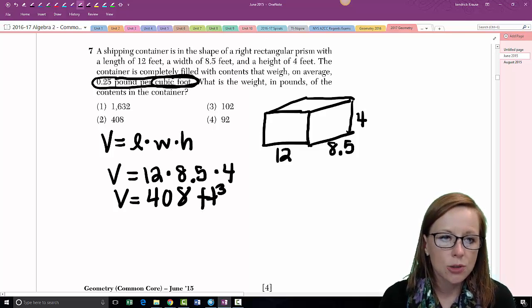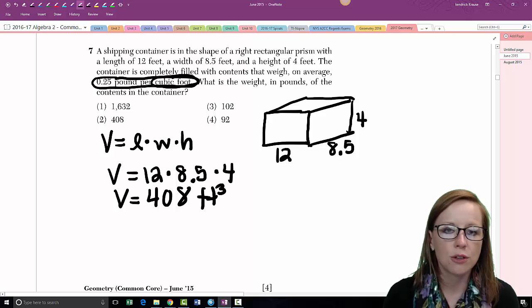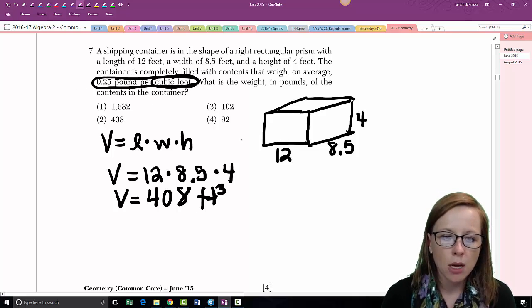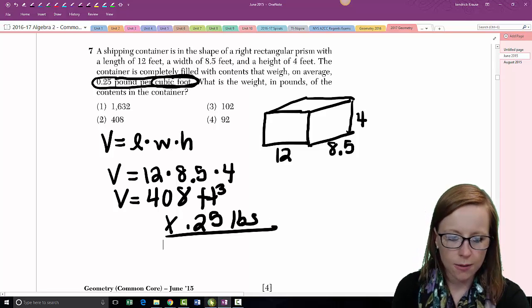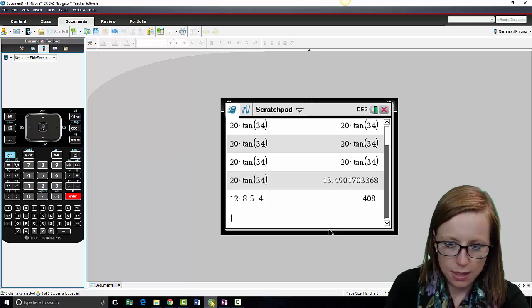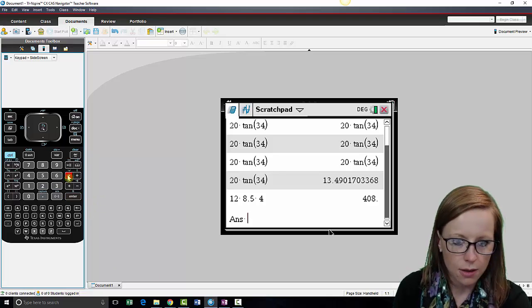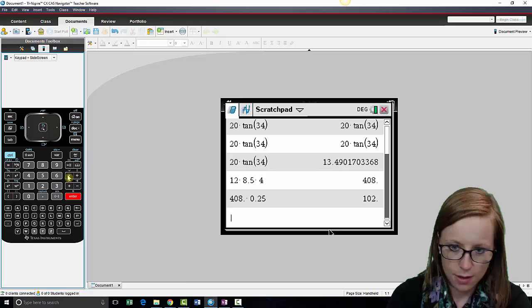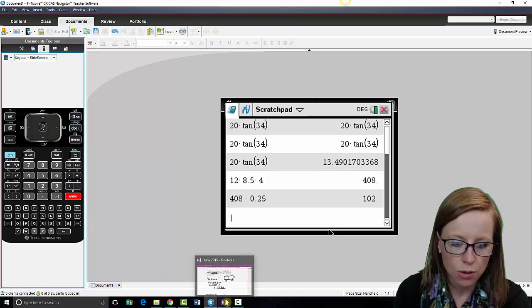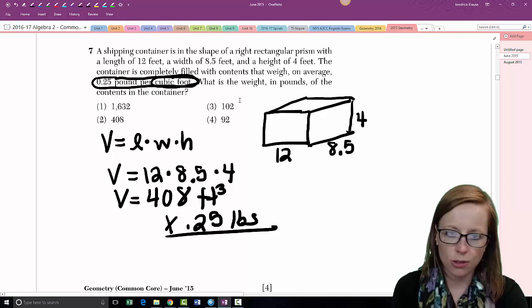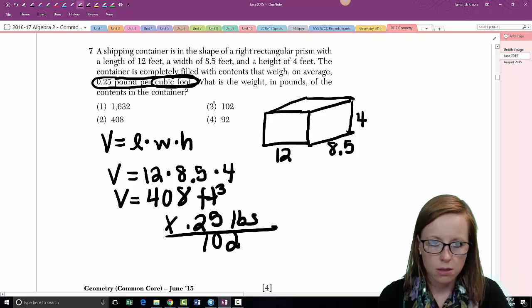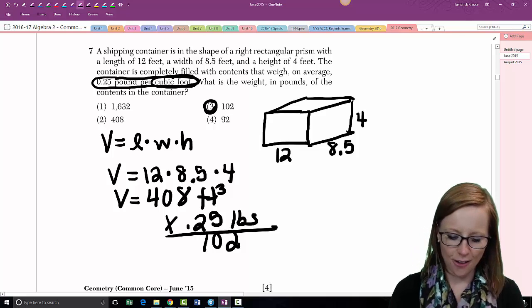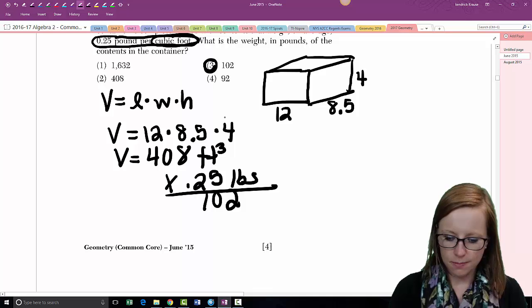Now they're telling me each one of those cubic feet weighs 0.25 pounds. So I have to multiply by 0.25 pounds. So back to the calculator. 408 times 0.25 is 102 pounds. So 102. There we go, choice 3. Yay. All right. Let's see here.